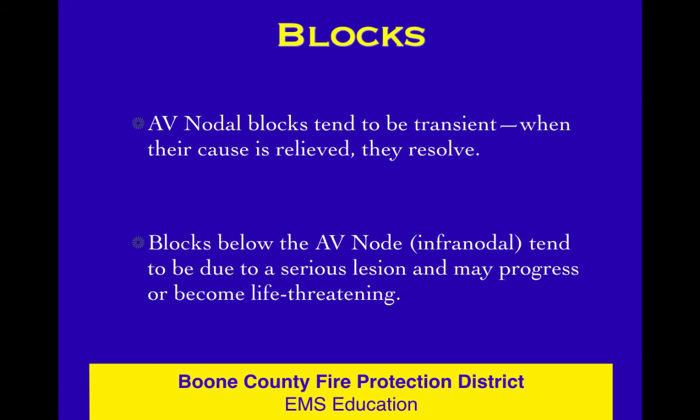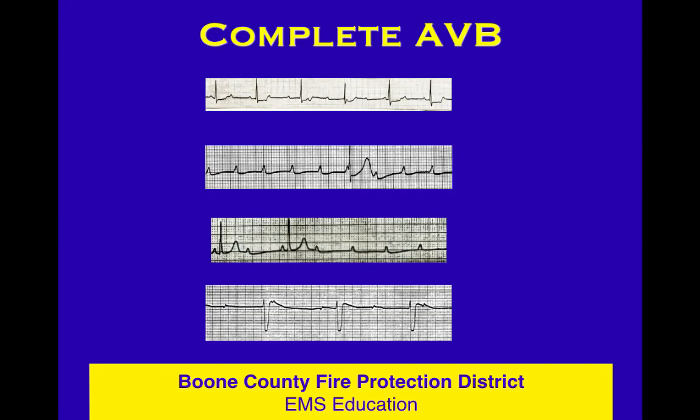It's the ones below the node that tend to be more serious and more permanent, and that is either significant ischemia or a pretty bad disease process of the conduction system. So the infranodal blocks are the scarier ones, and they don't go away as easily even if you fix the cause. Here's a complete AV block, kind of a summary here toward the end.